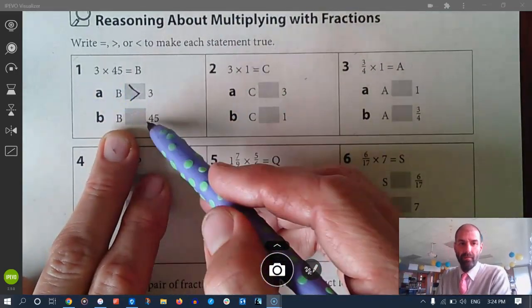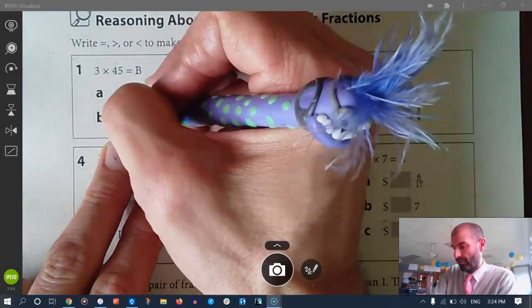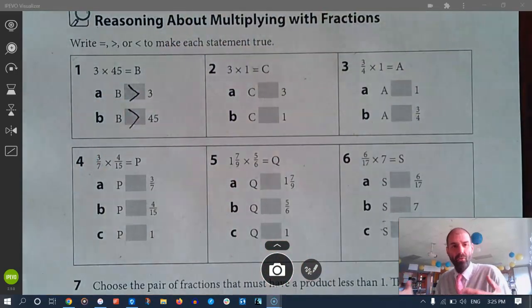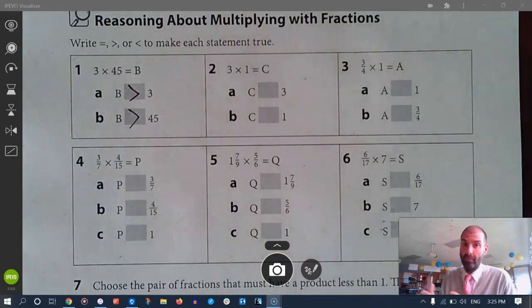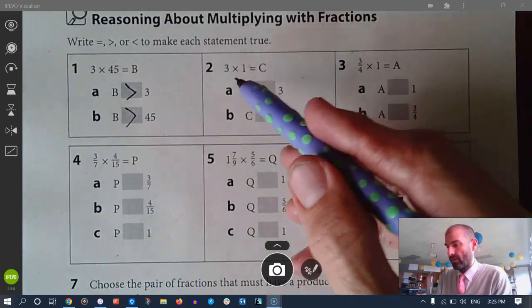Is B going to be bigger than 45? Oh, you better believe it, right? Because I'm using whole numbers. So when I have 2 whole numbers and I multiply them together, that product is going to be larger. It's going to be greater than both. All right, now we move on to number 2.